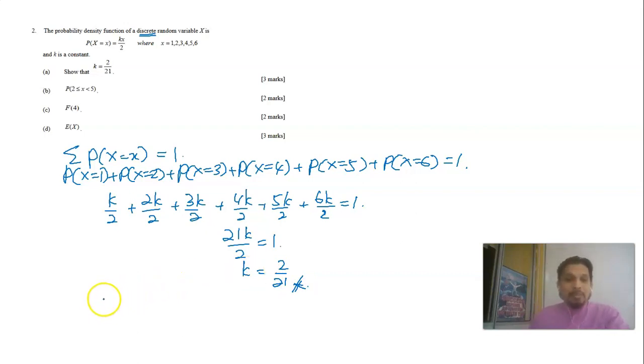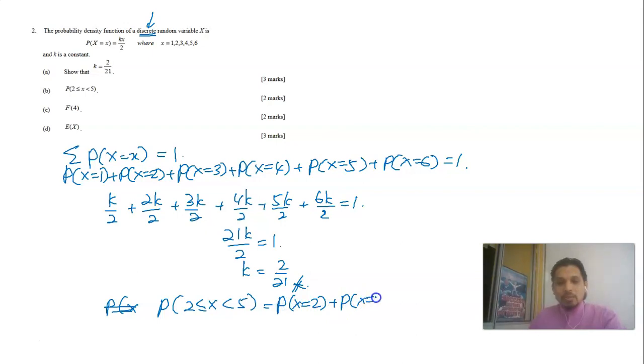Okay, for question B, probability of x lies in between 2 and 5. So look at this one, it is discrete here, meaning every single sign, equal or not equal, matters here. So x is greater than or equal to 2, meaning it does include 2. Then x equals 3 and x equals 4. Does it include 5? It's less than only, right? So it stops at 4 here.